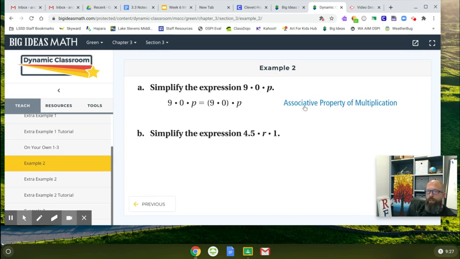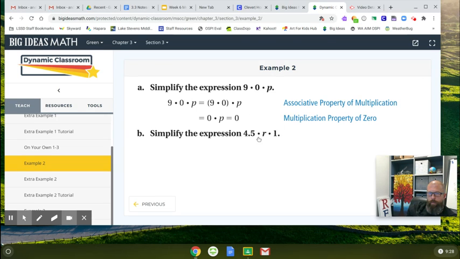So you can use the associative property of multiplication. That just means you can group them however you want. So there's no parentheses here, but you can put parentheses in and it won't change the answer at all. Well, what's 9 times 0? 0. Well, what's p times 0? 0. The multiplication property of 0 says anything times 0 is actually 0. So if you see a 0 in there multiplying, you're good to go.